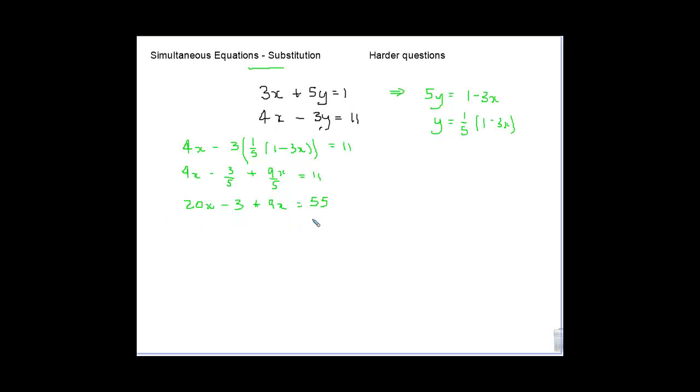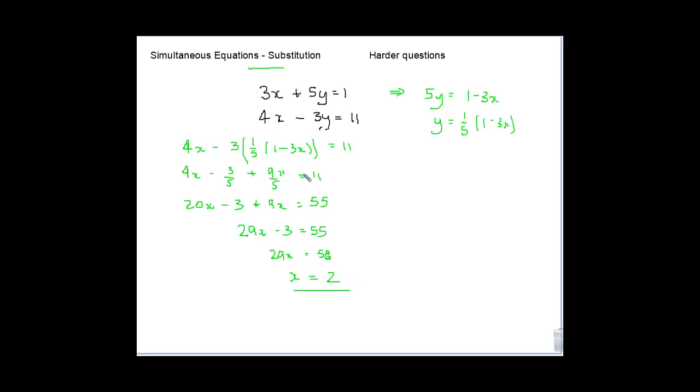Now I've got no denominator. That starts to make it a little bit easier to play with. I can collect my like terms. I get 29x, and I've got minus 3 equals the 55. And then I can add the 3 on both sides. 29x would equal 58, sorry, because we're adding 3 on both sides. And 58 divided by 29 would give an x value that's equal to 2. So there's our value there.